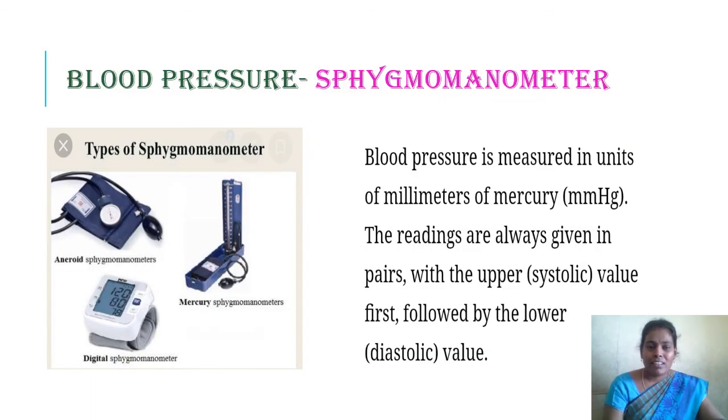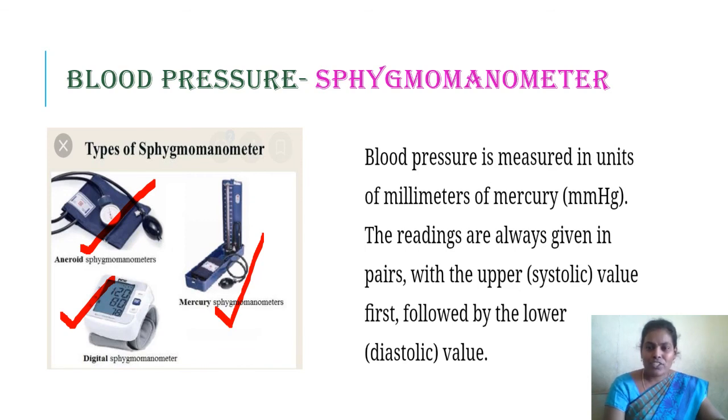Nowadays, blood pressure is measured with an instrument called a sphygmomanometer. The instrument used to measure blood pressure is called a sphygmomanometer. Look at the picture here. There are different types of sphygmomanometers. You are very familiar with this type of blood pressure machine, called the mercury sphygmomanometer. Nowadays digital sphygmomanometers are coming into the market, and aneroid sphygmomanometers are also present. Electrical sphygmomanometers are also available in the market.